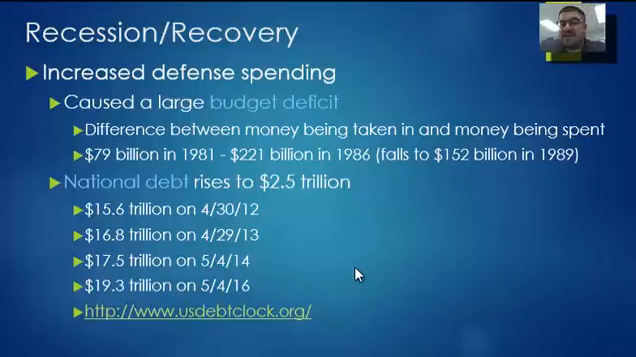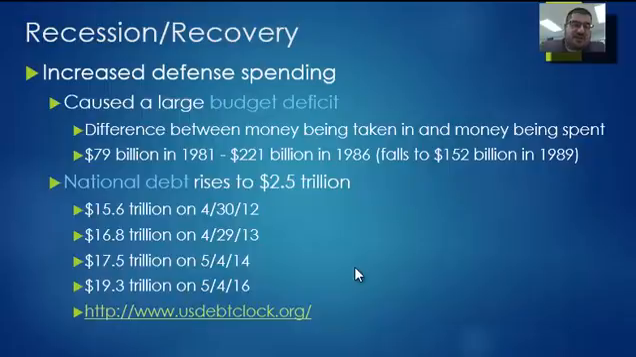And if you look at that, you can see in 1981, Reagan's first year, it was $79 billion. He increases it to $221 billion in 1986. And due to some laws passed in Congress, it falls again. But because of this, the national debt rises to $2 trillion. And the national debt is what we owe total. It's all of our budget deficits put together. And it has since gone up from there.